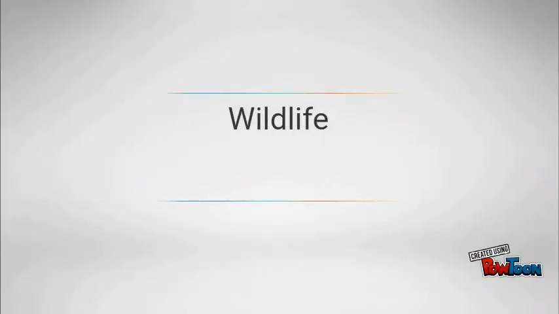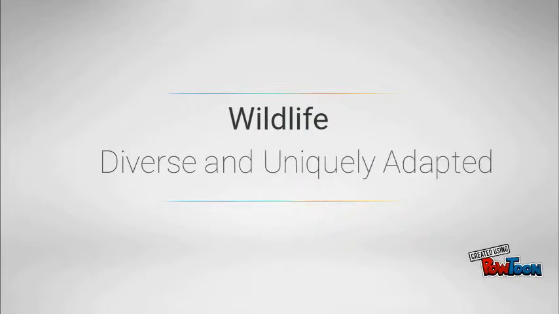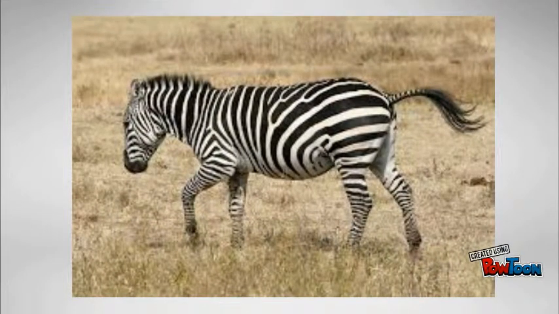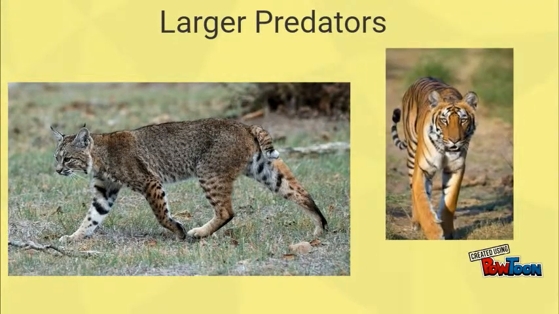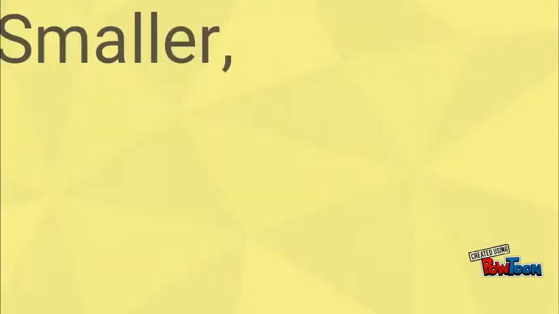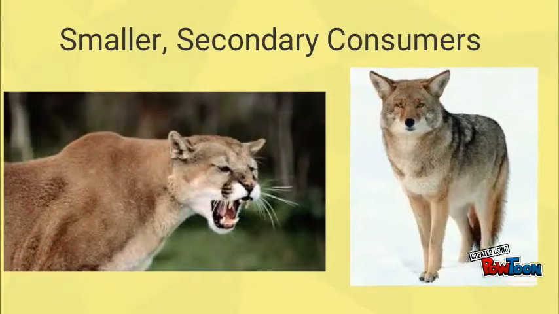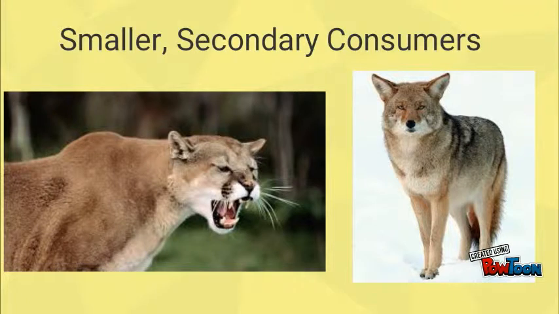The wildlife found throughout tropical seasonal forests is diverse and uniquely adapted to the dry and hot conditions of the desert. These unique species of animals are adapted to the dry environment in a number of ways that increase their chances of survival. Bigger predators, such as bobcats and tigers, rely on their nocturnal hunting instincts in order to avoid the scorching sun. Smaller, secondary consumers, such as mountain lions and coyotes, rely on their brown furs in order to blend in with their surroundings. This allows them to hunt prey and avoid detection by larger predators.